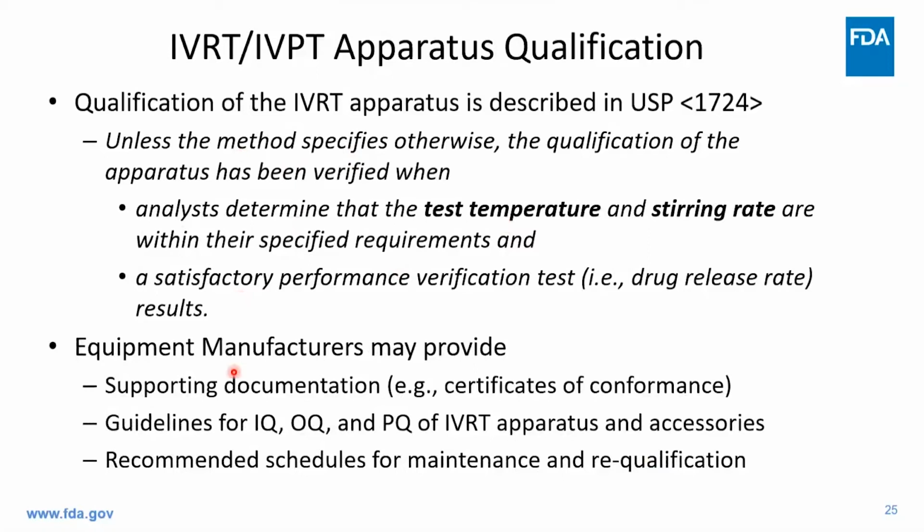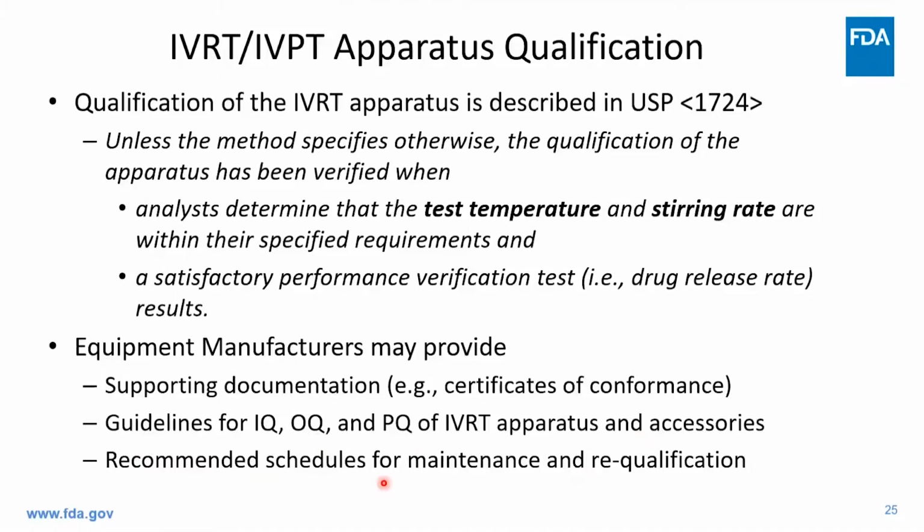Also, equipment manufacturers may provide some supporting documentation, like certificates of conformance, where they themselves have measured the volume of each individual diffusion cell that are serialized and numbered. And there may be guidance for installation qualification, operational qualification, and performance qualification, the IQ, OQ, PQ, of these IVRT apparatus and some of the accessories for some of the more sophisticated systems with a lot of automation with them. There may also be recommended schedules from the manufacturer for maintenance and requalification.